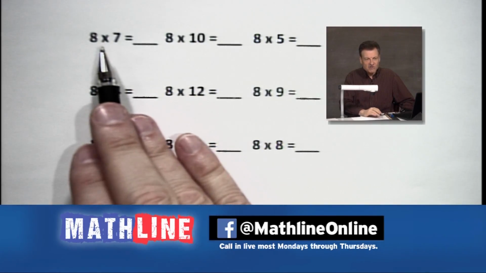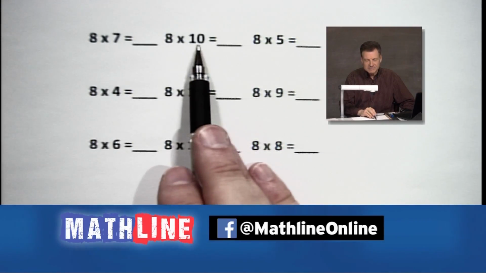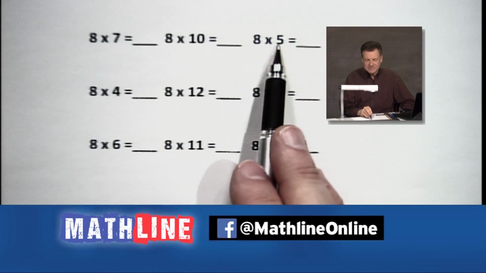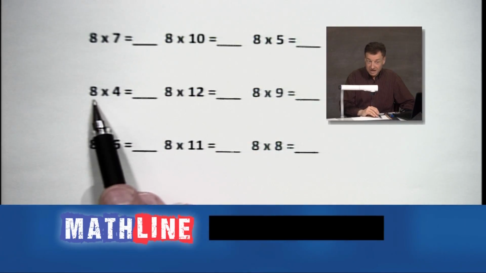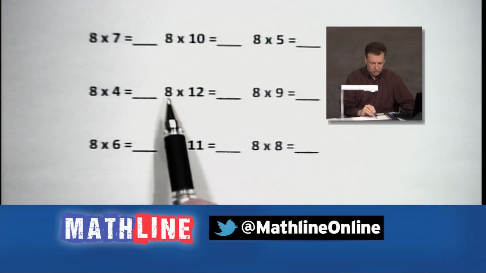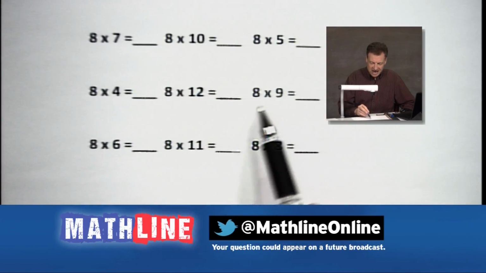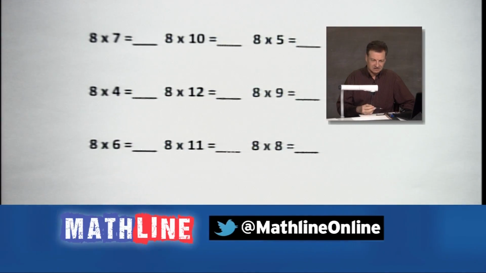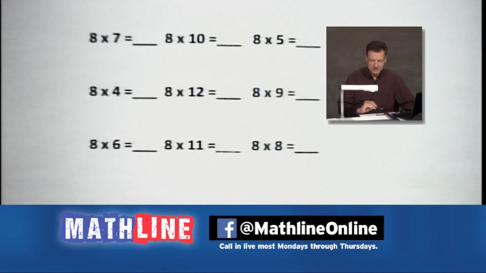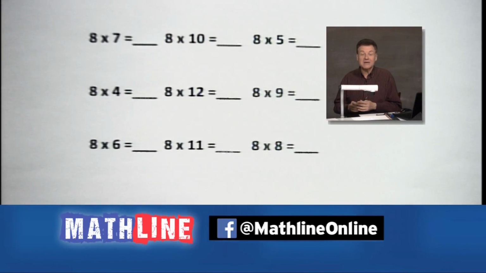8 times 7, starting right off there, okay? 8 times 10. 8 times 5. 8 times 4. Ooh, big stuff now. 8 times 12. 8 times 9. 8 times 6. Hey, that's the same thing as 6 times 8. So you got that other one right. You should get this one right, right? Yes, sir. 8 times 11. And last but not least, 8 squared, 8 times 8. Take a second there. Fill in your answers. Get your numbers going there.